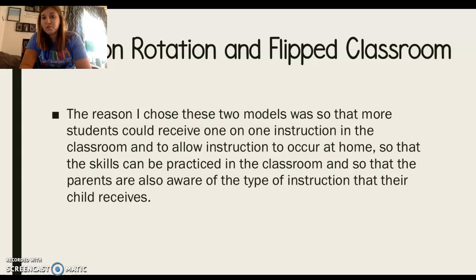The reason I chose these 2 models was so that more students could receive one-on-one instruction in the classroom and to allow instruction to occur at home, and so that the skills can be practiced in the classroom and that their parents are also aware of the type of instruction their child receives.